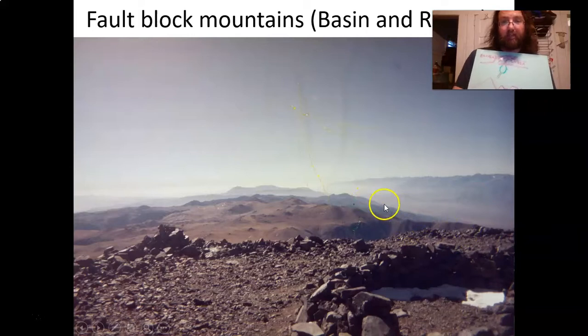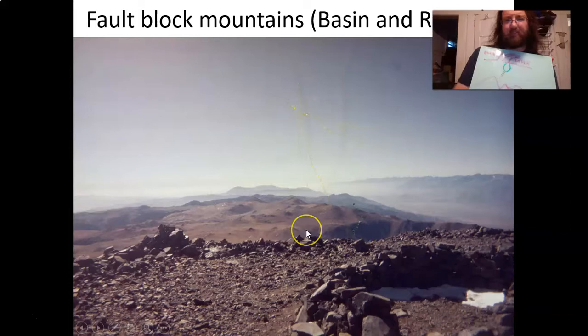What you're looking at right here is a fault scarp. This, by the way, is not the Sierras. The Sierras are off at the right side here. Mount Whitney's probably somewhere in the mist on this one. This is White Mountain, the third highest peak in California, also over 14,000 feet. A lot easier to walk up, which is why I took that picture.